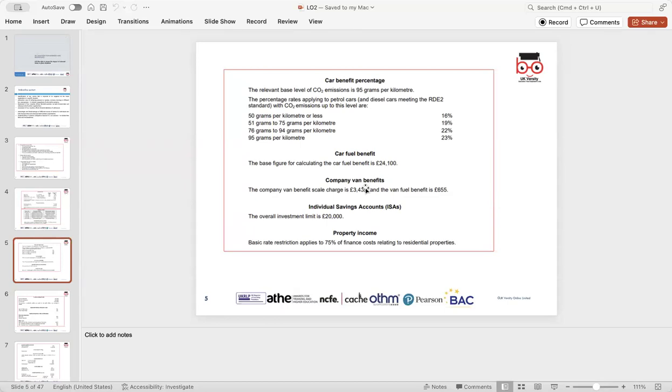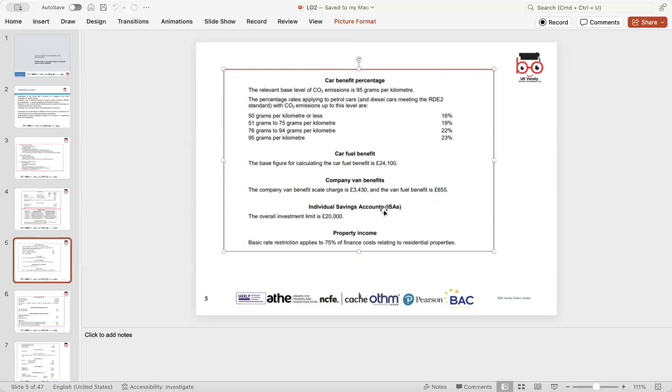Now, moving on to company van benefit. Similar to company cars, the employees who receive a company van for private use also incur a taxable benefit. The scale charge for this benefit is £3,430, and the van fuel benefit is £655.